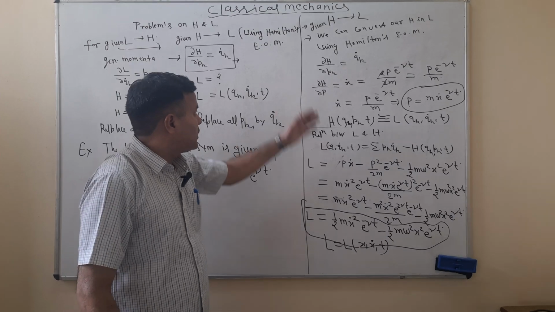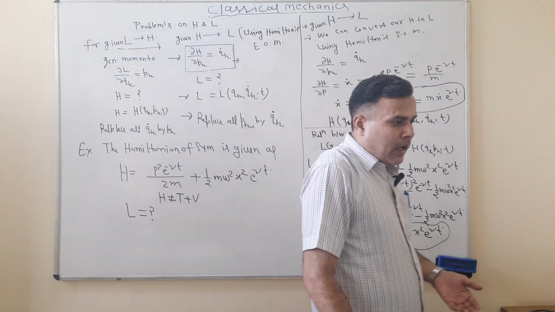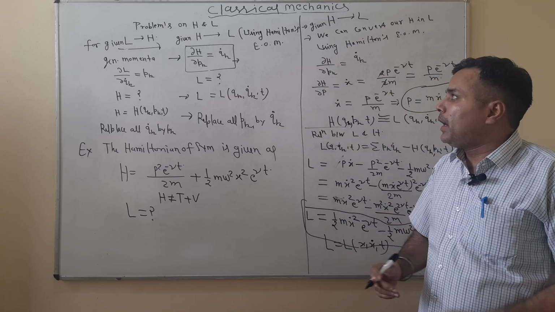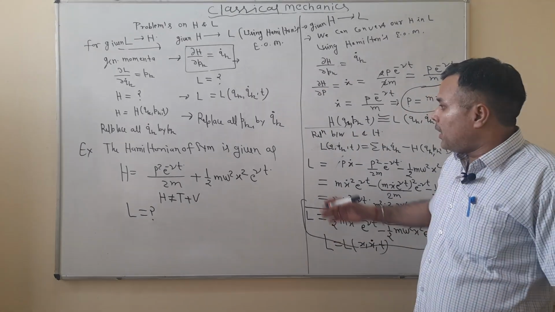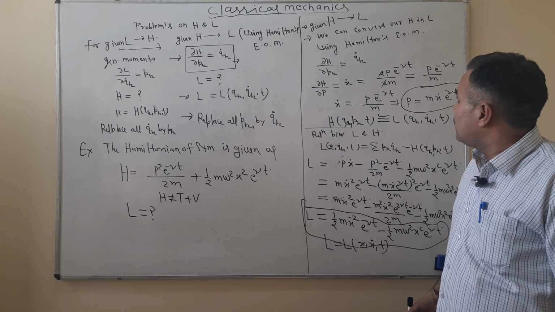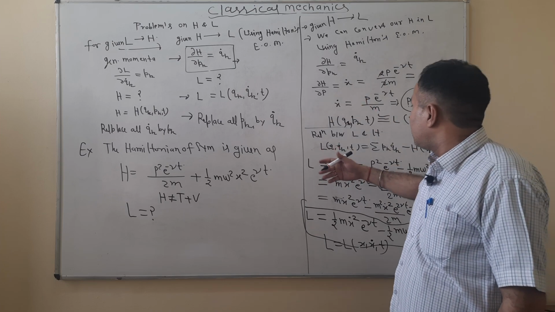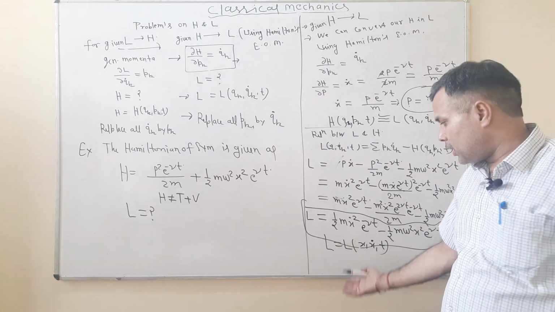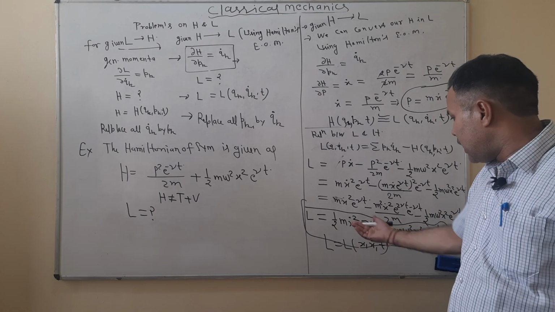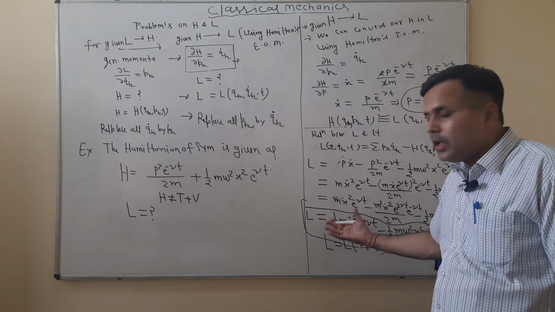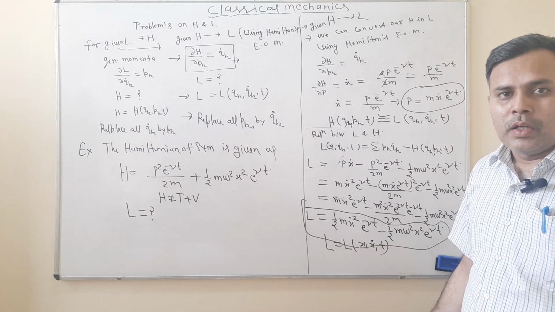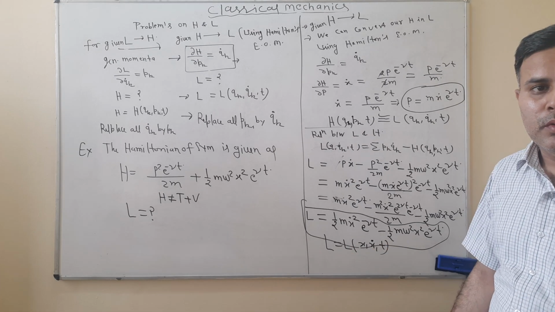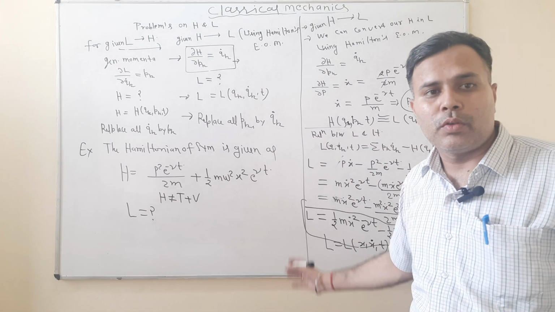So with this example we have understood how to obtain the expression of L for a given H, and there are so many objective questions. We can also set up the Lagrangian equation of motion corresponding to this equation, and we can also conclude that ∂L/∂t is not equal to 0. So I think it's all about this problem, which is a very important problem. So just go through this problem. Thank you.